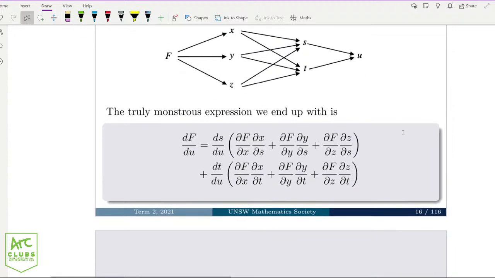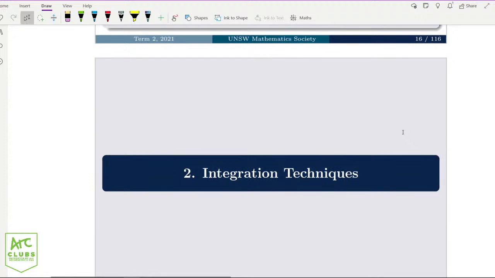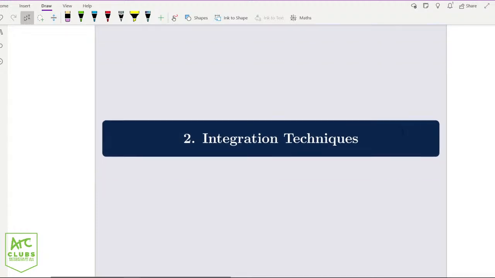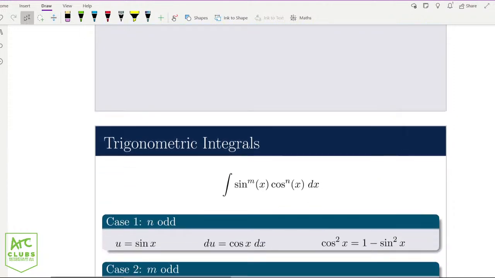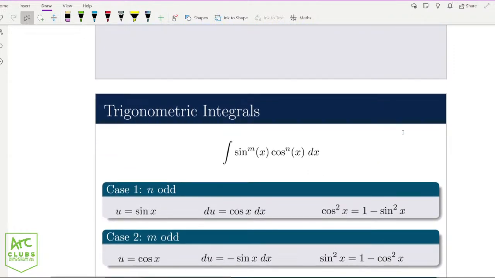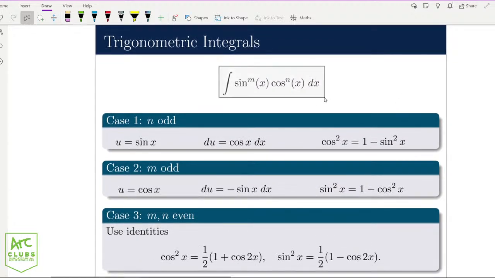All right, so that was the end of our first topic. Now on to the second topic, which is our integration techniques. So the first type of integrals that we will be looking at are essentially trigonometric integrals. And then we will be having a look at the integrals which are in the form of sine x to the power of m and cos x to the power of n. So essentially sine x to the power of something.